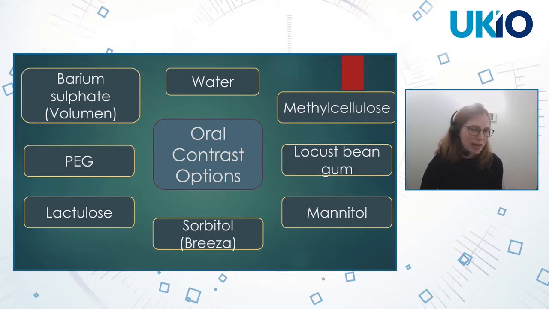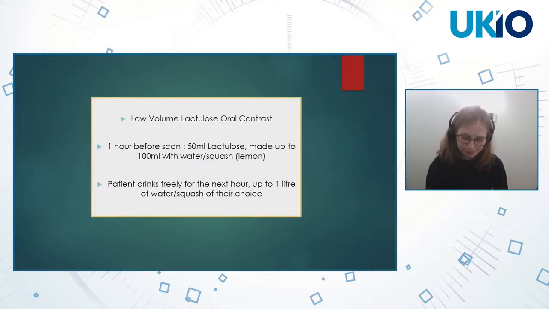Most places in the UK use mannitol at 2.5%, which gets good results. But actually, we have increasingly started using, in our younger patients and in patients who find the mannitol difficult to tolerate, a low volume lactulose preparation. It's a much smaller volume of the oral contrast agent. It's just 50 mils of lactulose, topped up to 100 mils, so one cup of contrast agent really, mixed up with a nice flavoured lemon squash.